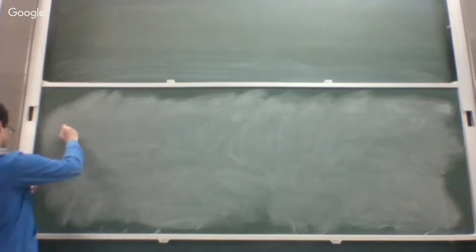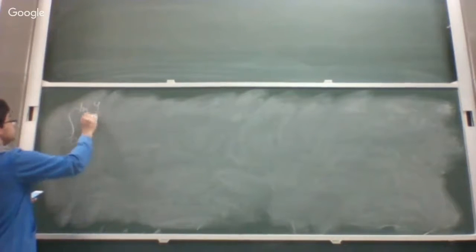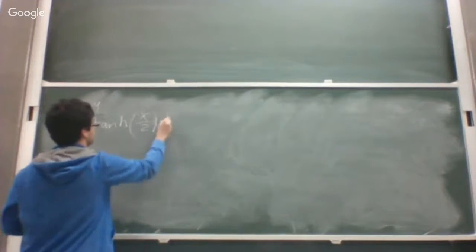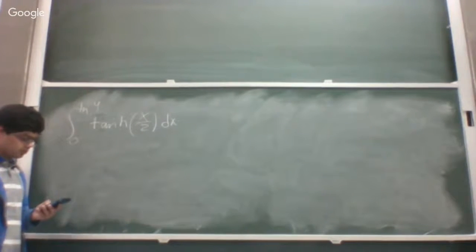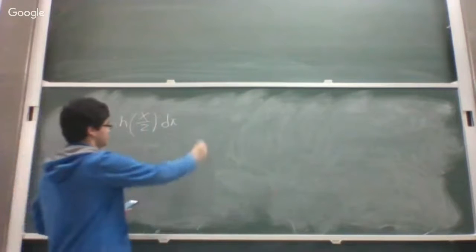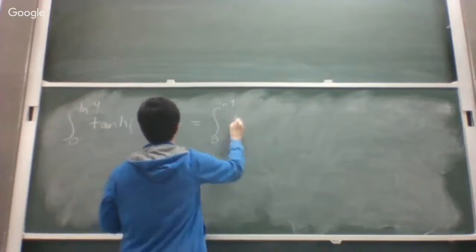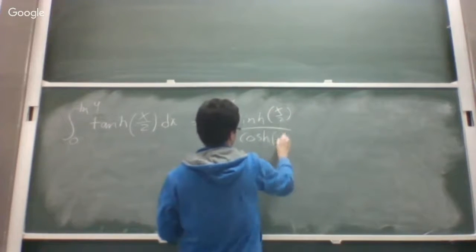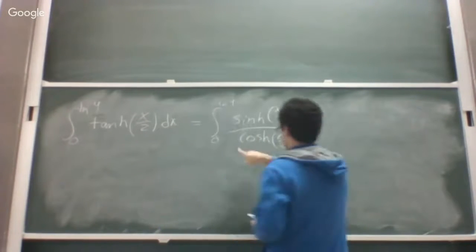Okay, for part B. We're going from 0 to natural log of 4 of tanh of x over 2. So this one isn't really hard, it's just long. What's the first thing that we should do? So we have 0 to the natural log of 4, sinh of x over 2 over cosh of x over 2 dx. What should our u be? u is cosh.